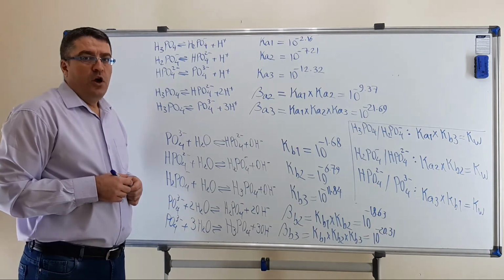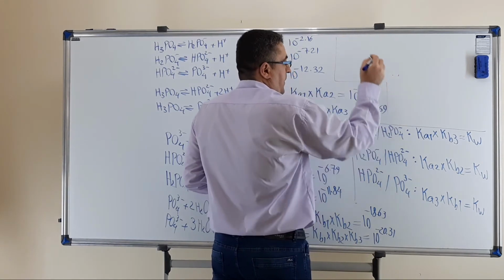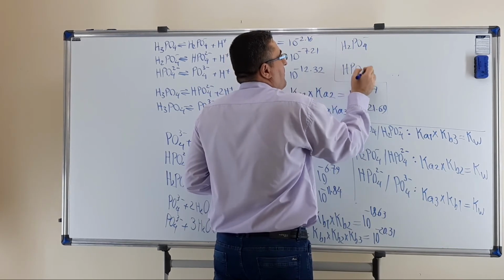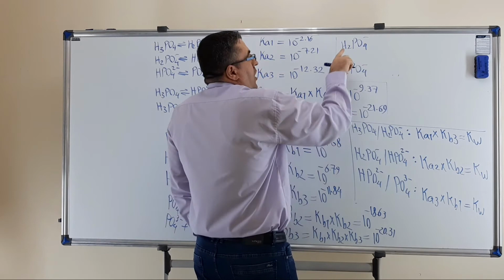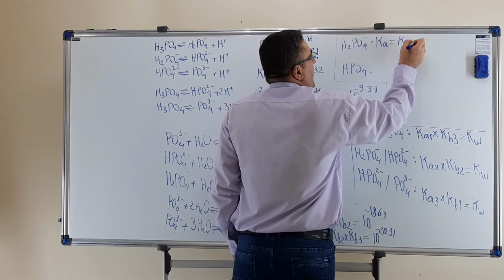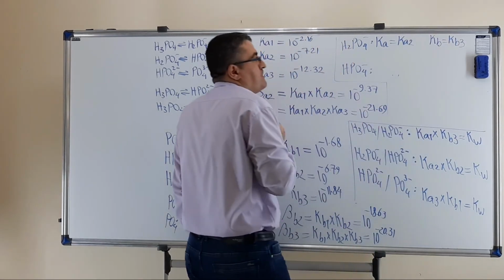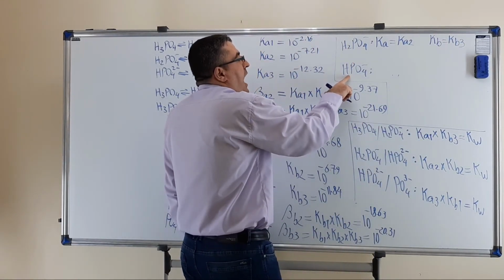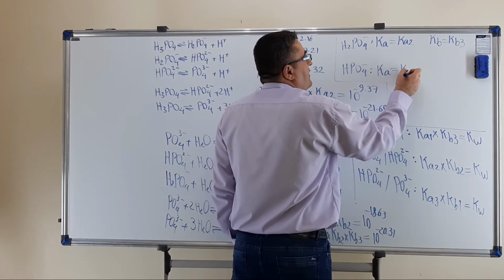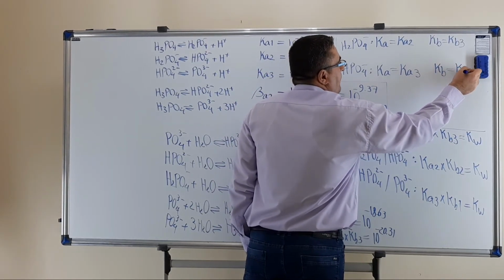Here also we have two amphoteric species, dihydrogen phosphate and hydrogen phosphate, where for this one Ka is equal to Ka2 and Kb is equal to Kb3. While for this amphoteric species, the acidity constant Ka is equal to Ka3 and Kb is equal to Kb2.